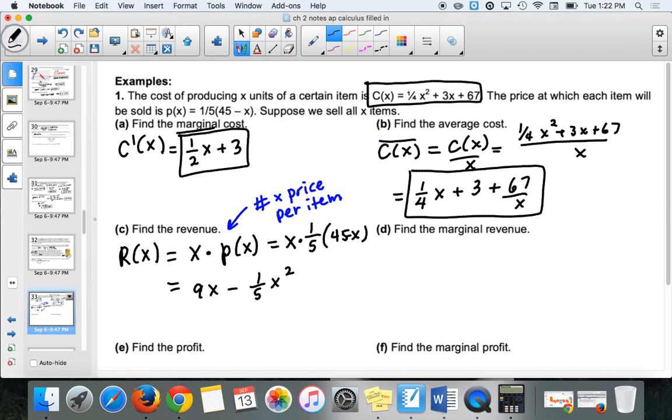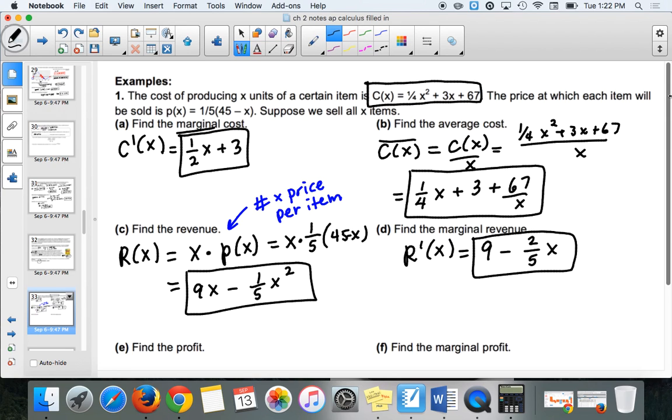All right. So then find the marginal revenue. Cyrus got 101 on her first test. She's probably fine. She's blushing. All right, marginal revenue. So R prime. It's going to be 9 minus 2/5 X. So I took the derivative of the revenue.